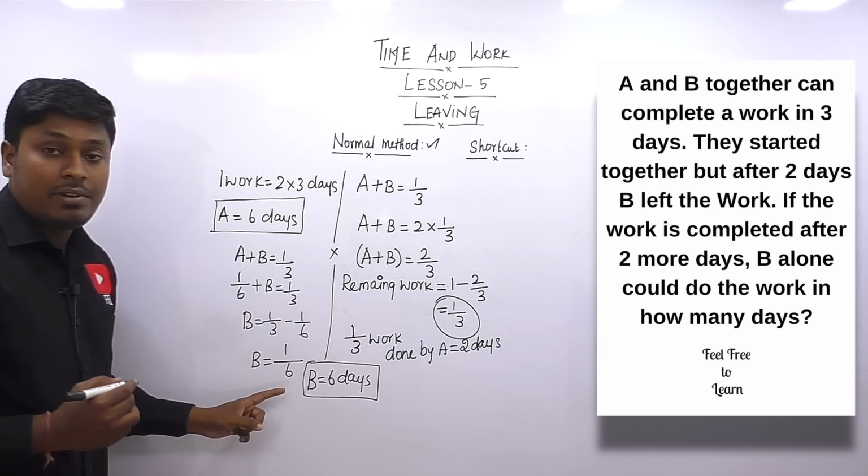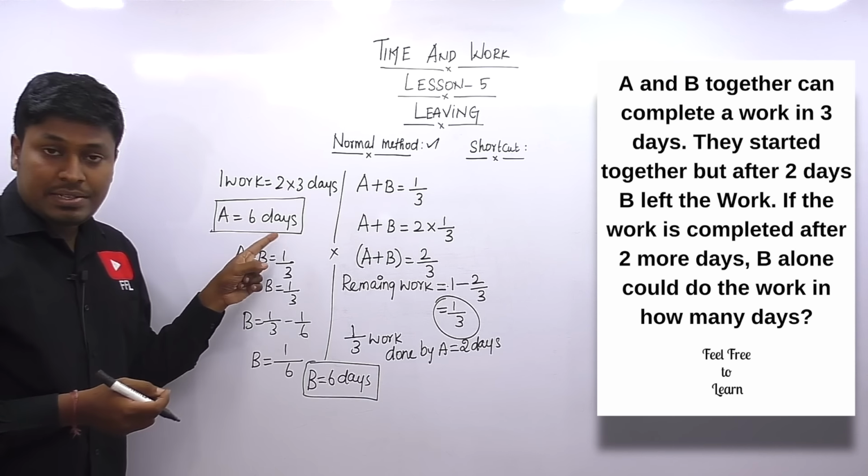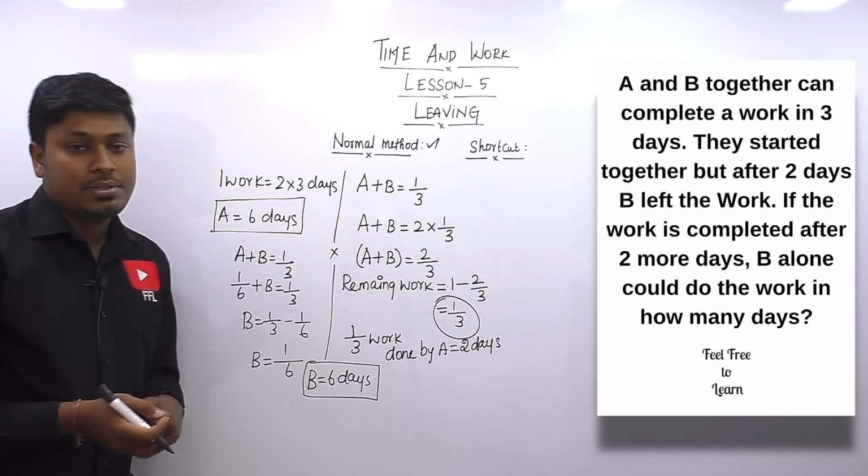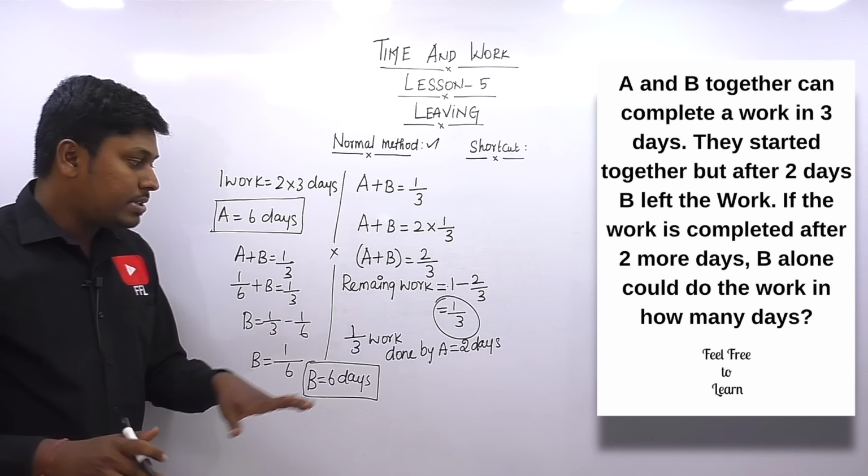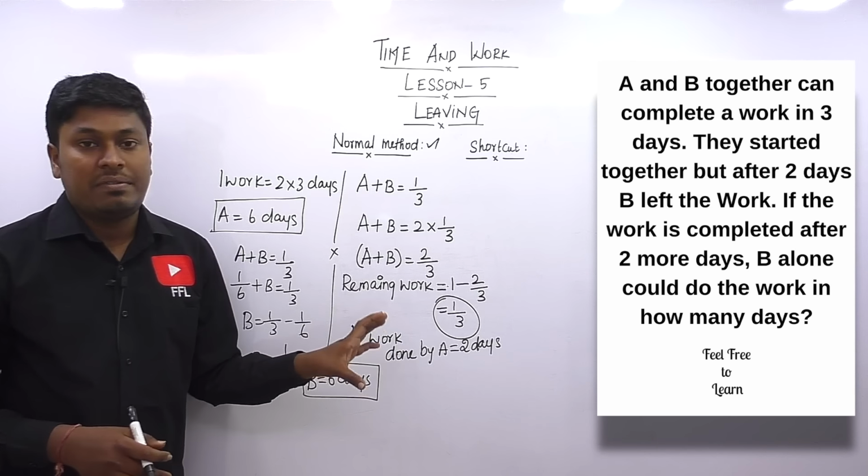We know the denominator will be the answer, right? So A alone took 6 days to complete a job. Similarly, B alone took 6 days to complete a job. Understood the concept? So this is the normal way of solving a question.